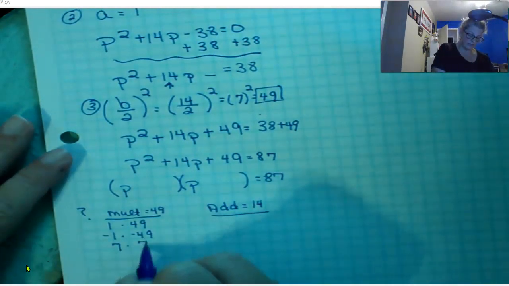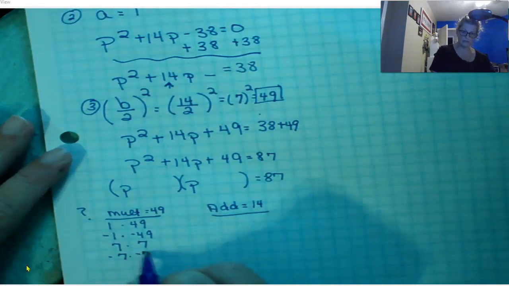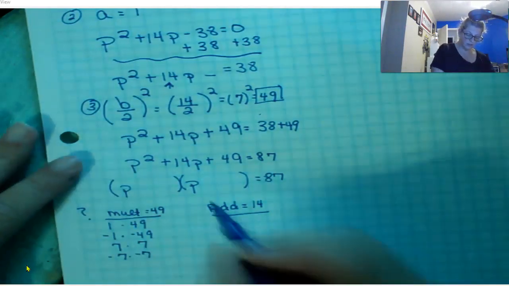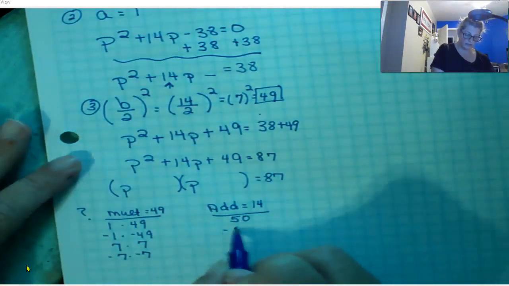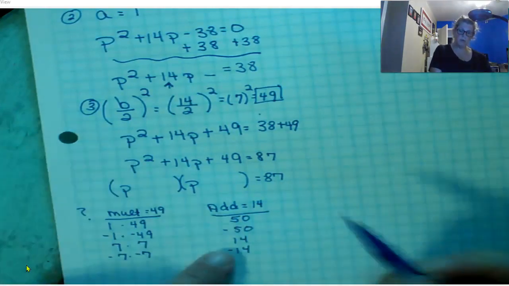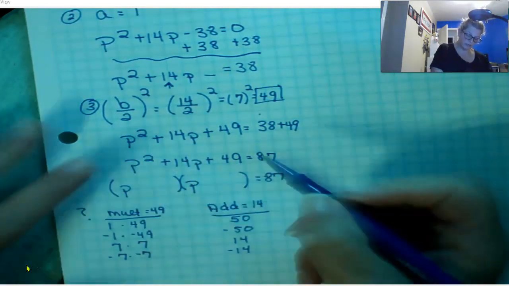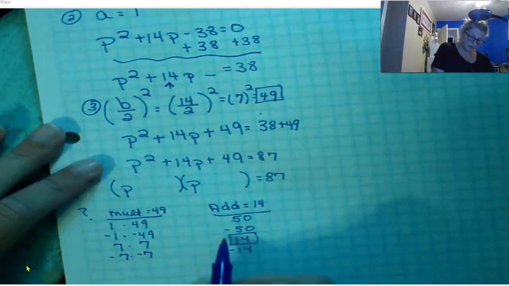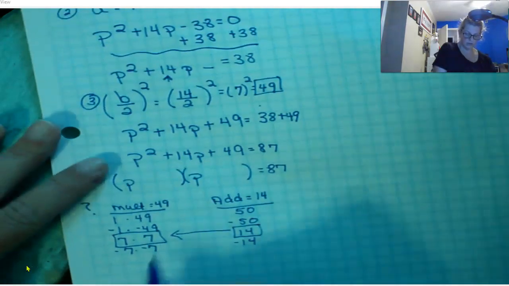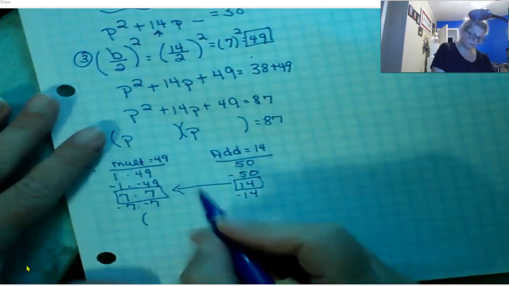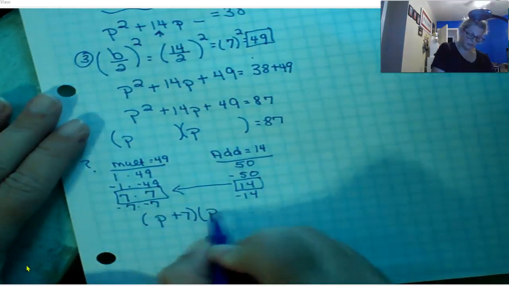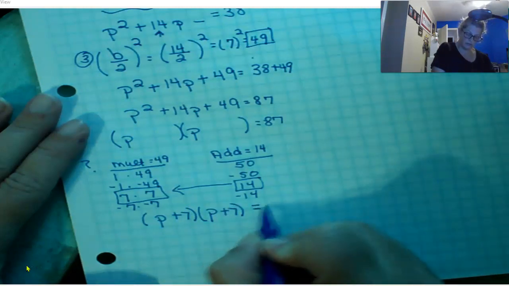7 times 7, and negative 7 times negative 7. And that's all that's coming to my brain right now. So this gives us 50, negative 50, 14, negative 14. So what we want is the positive 14. That means we're going to use this set here. So that becomes p plus 7 times p plus 7 equals 87.